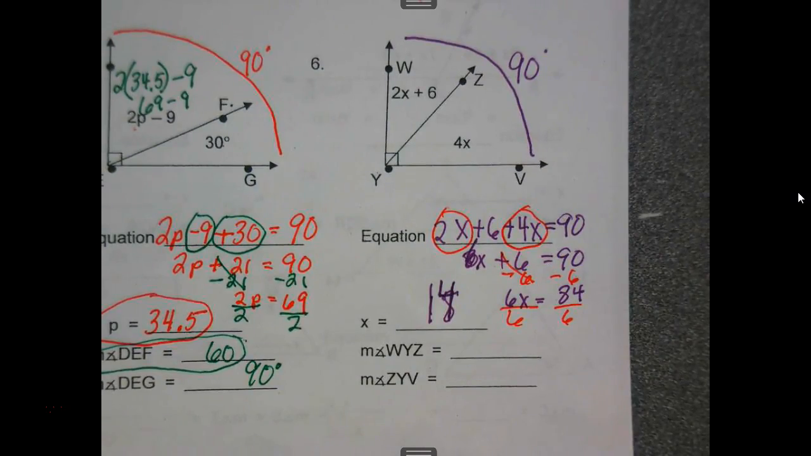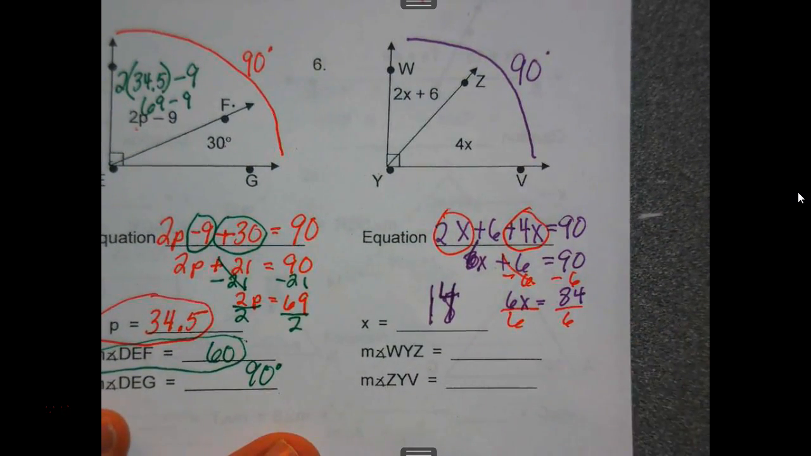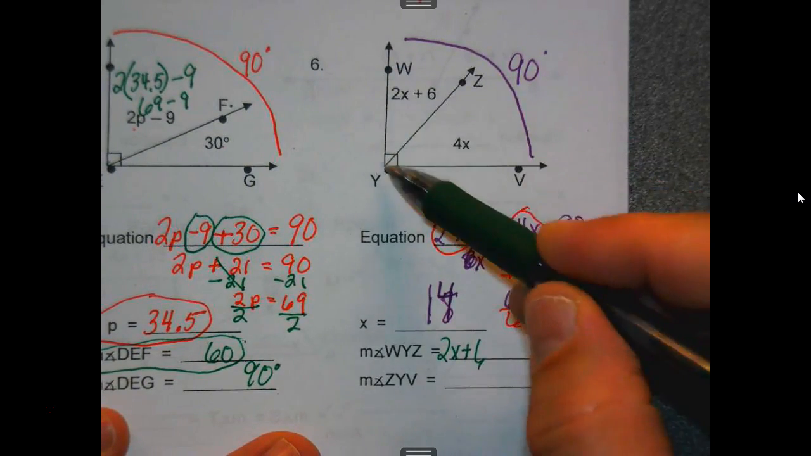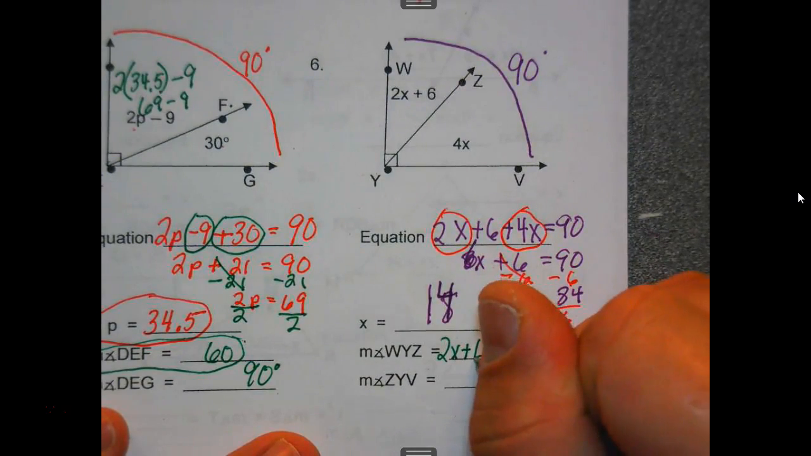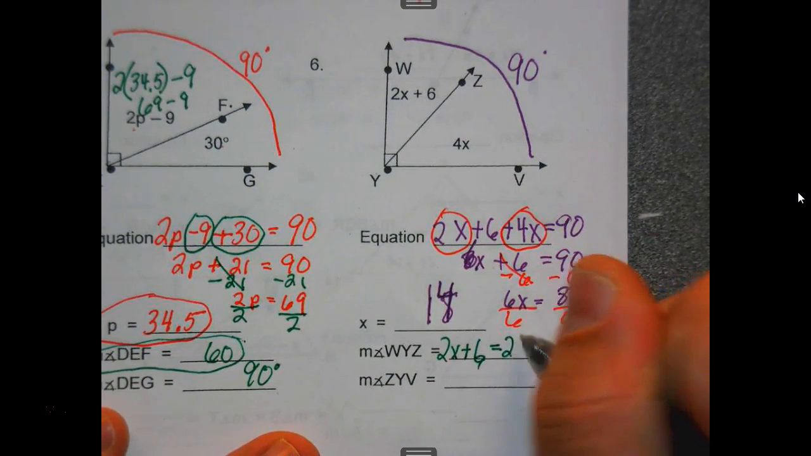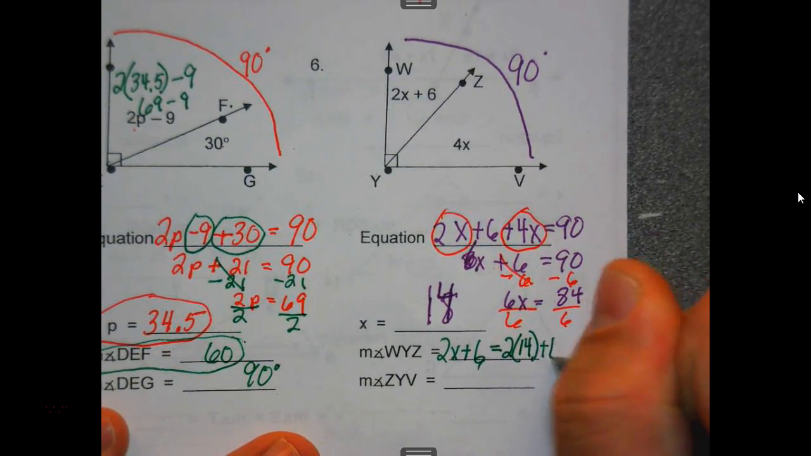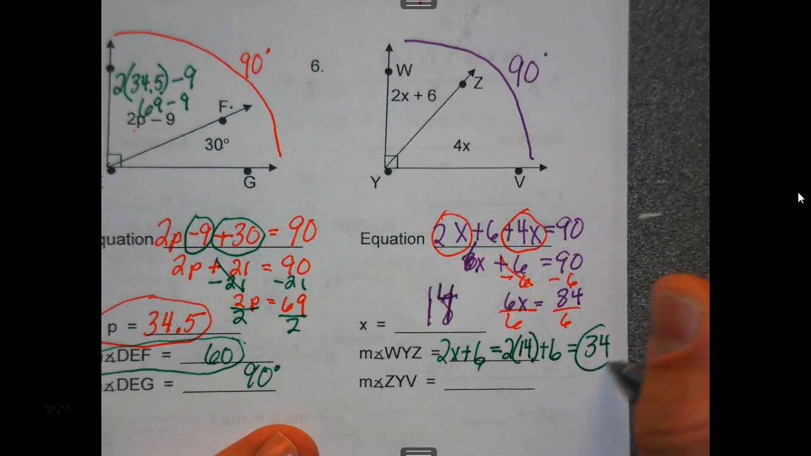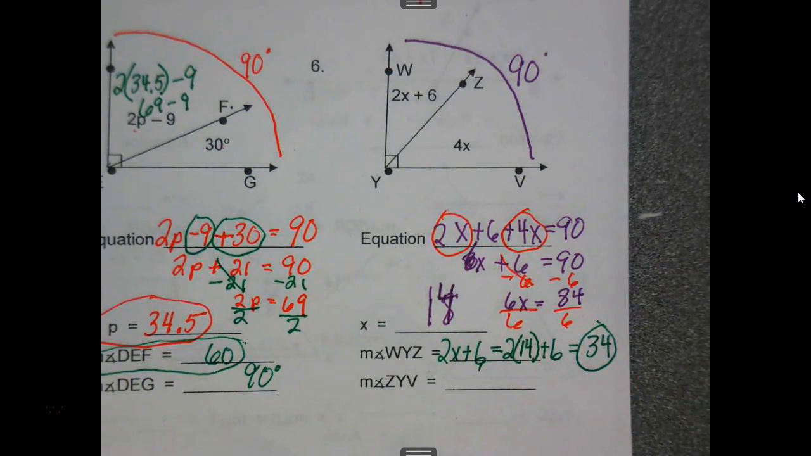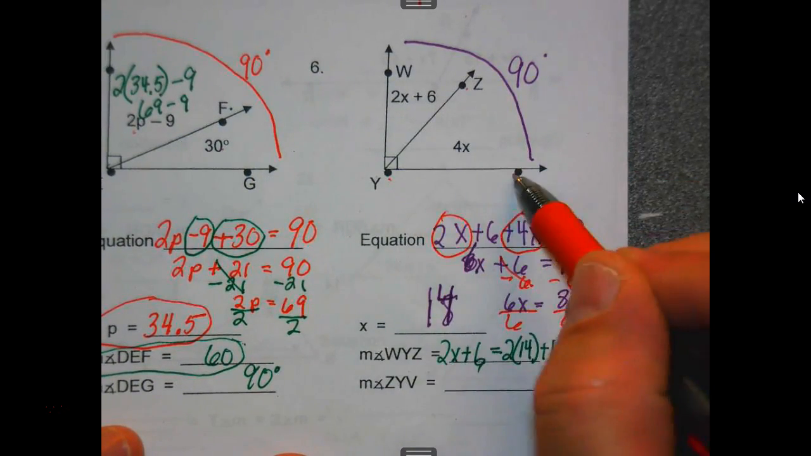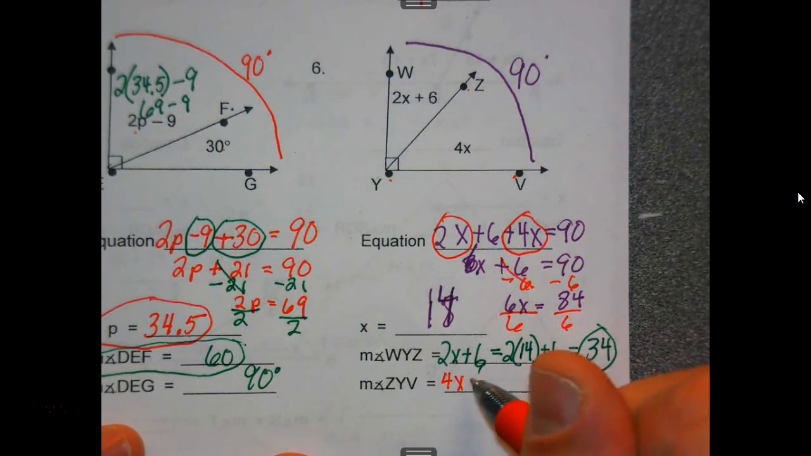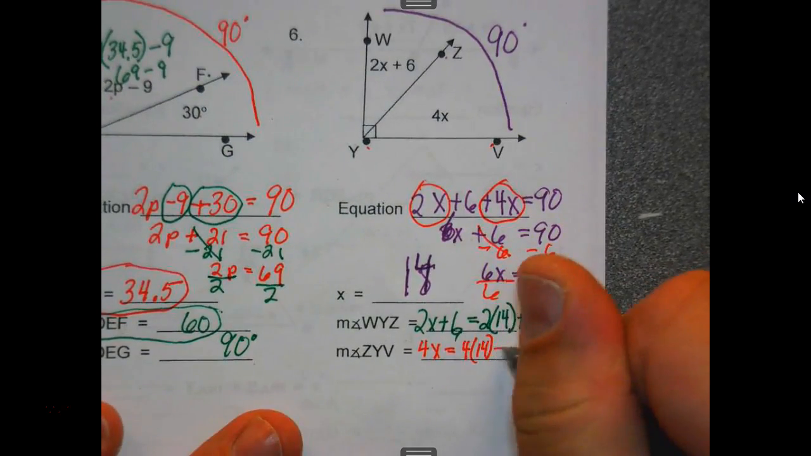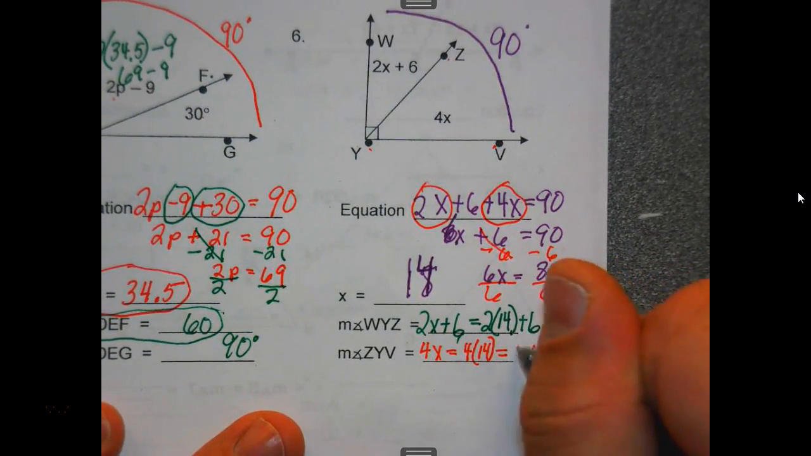Okay, WYZ. Let's see. WYZ is 2x plus 6, right? So I'm going to substitute in 14 for x. Then add 6 to it. 28 plus 6 is 34. And ZYV is 4x. I know x is 14. Better do this one right. 56.